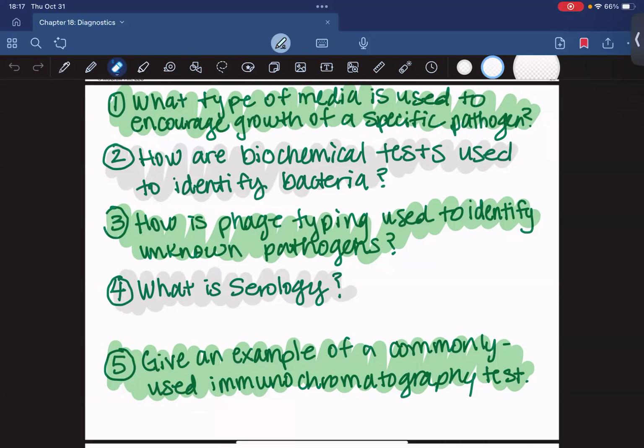What is serology? It's looking at the immune reaction between antibody antigen response to diagnose. What is an example of a commonly used immunochromatography test? One example would be pregnancy. Another example might be COVID.